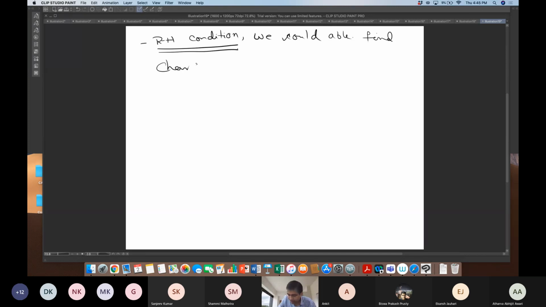Just a minute. Once you have RH condition, using this RH condition, we will be able to find characteristics. We can produce characteristic curves and a weak solution. Like this case.